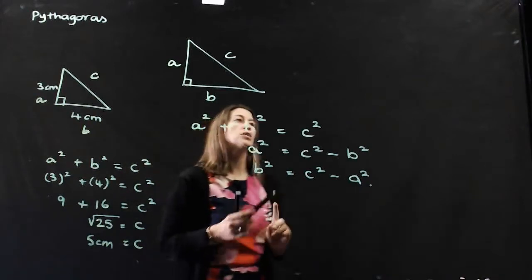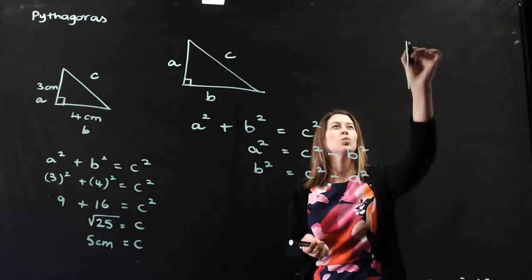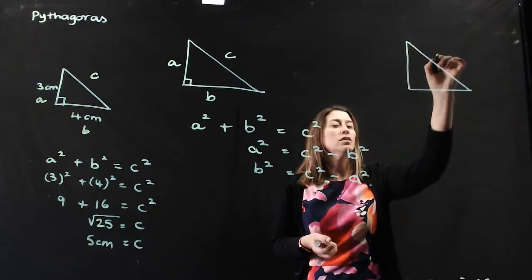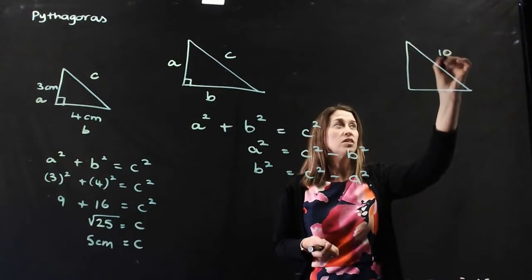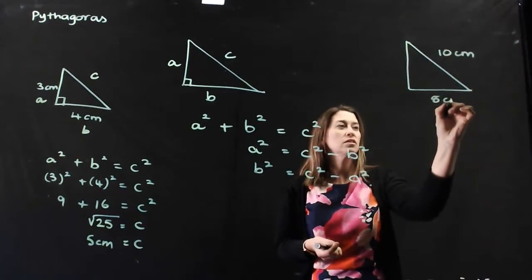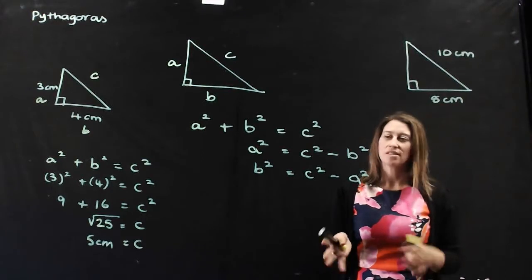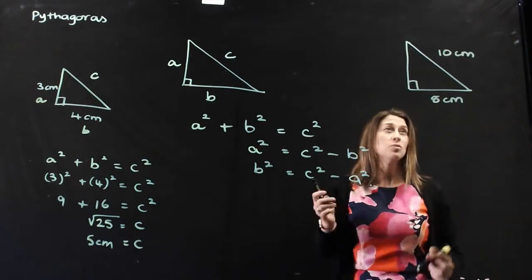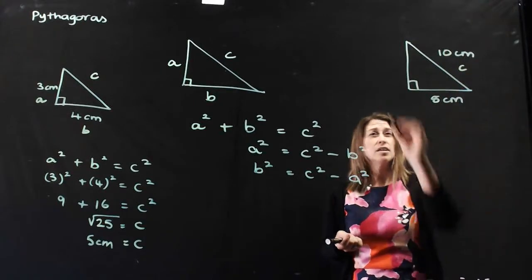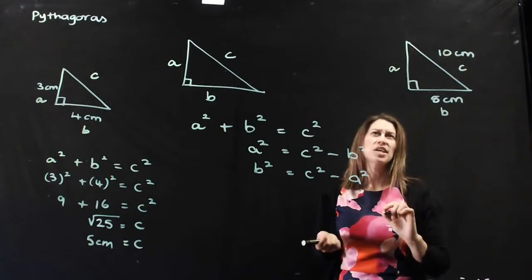Let's have a go at working out one of the smaller sides. Let's pick a different triangle. Let's go with a hypotenuse of 10 centimetres, and let's go with a smaller side of 8 centimetres. And of course, you're not always going to get whole numbers when you work these out. It's just my examples are going to involve whole numbers. So first thing, label the triangle. That's the hypotenuse C. A and B are the smaller sides. And I'm trying to work out what A is.